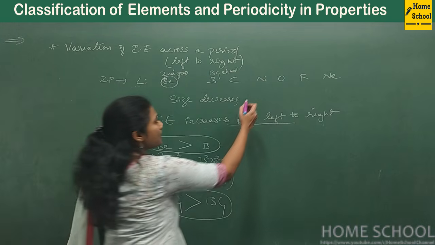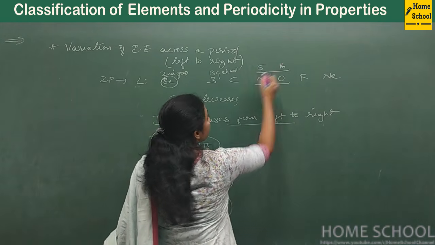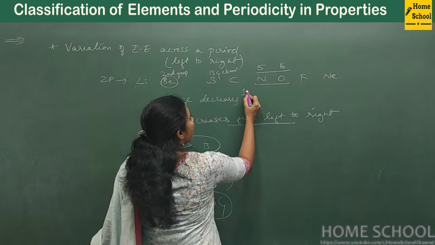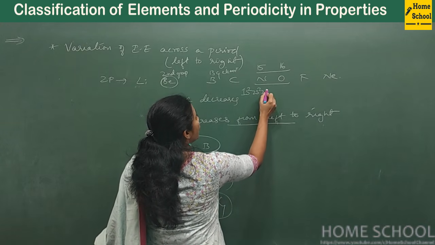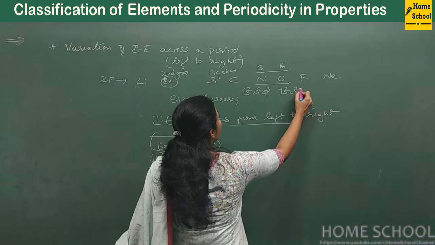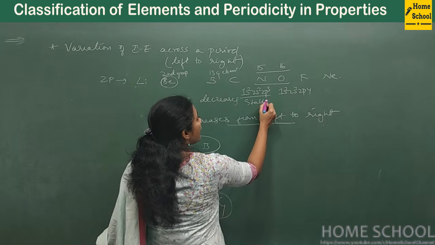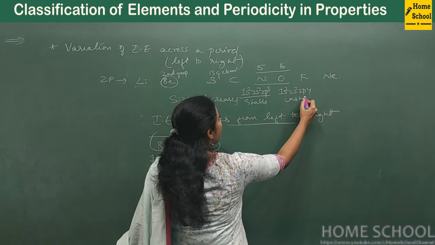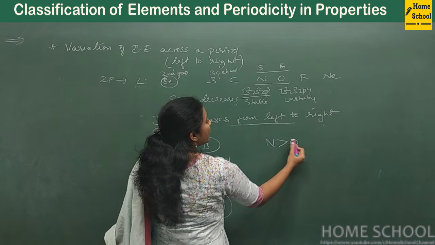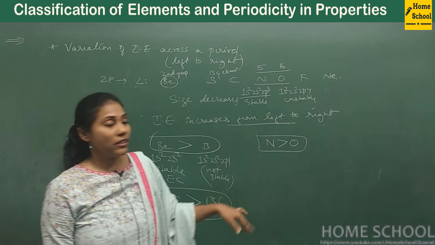So a similar exception you will find in 15th group and 16th group elements also. So nitrogen's electronic configuration is 1s2, 2s2, 2p3. Oxygen's is 1s2, 2s2, 2p4. So this is a stable electronic configuration. This is an unstable electronic configuration. So always nitrogen has more ionization enthalpy than oxygen.